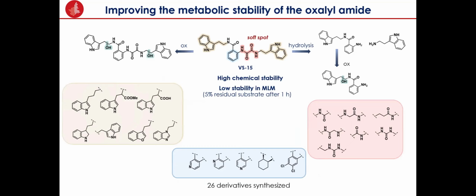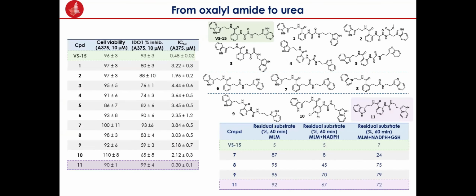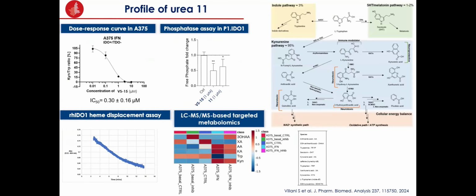So we started a medicinal chemistry campaign aimed at discovering compounds that retain the same potency while having good metabolic stability. We changed the four portions of the molecule. We synthesized 26 derivatives. And the most interesting compound so far is compound 11, which has quite a good metabolic stability compared to VS15 and also retains the same potency. So we wanted to verify that this compound is still an apo inhibitor and still interferes with the association of IDO1 with SHIPs, and we verified that.